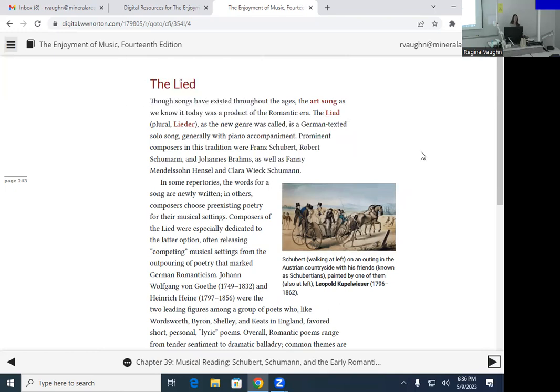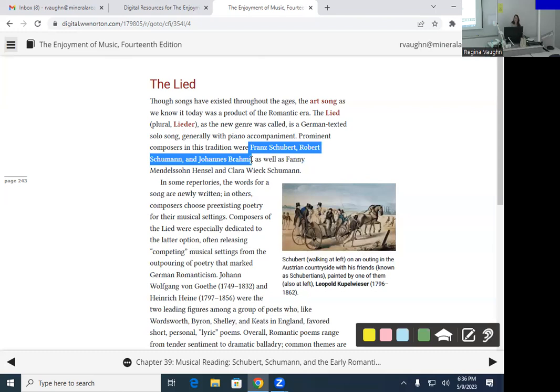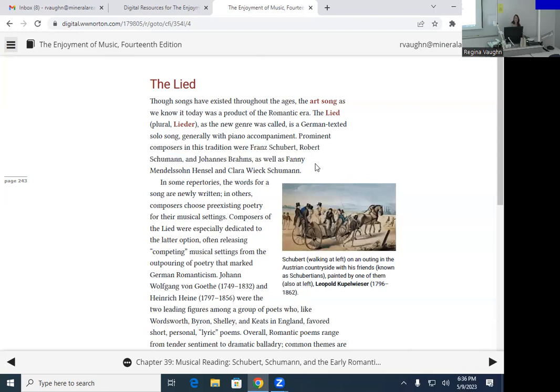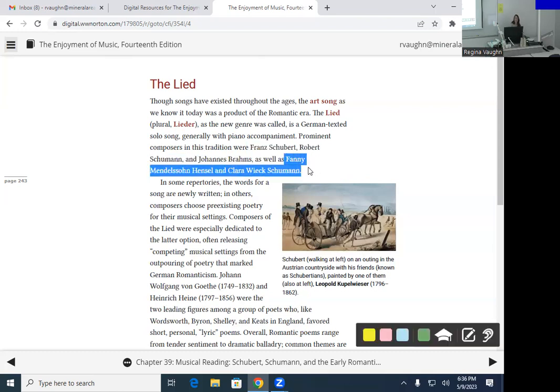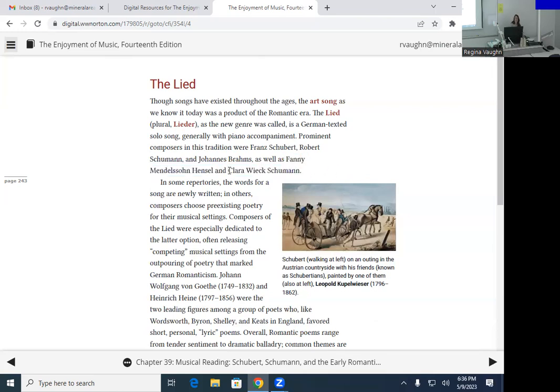These texts are in German. We're talking about vernacular here. This is not opera. It's going to be in the language of the country where it is composed and performed. So in this case, this is German lieder, so all the texts are going to be in German. Important composers in this tradition were the aforementioned Franz Schubert and Robert Schumann and Johannes Brahms. And Fanny Mendelssohn Hensel, who was the sister of the composer Mendelssohn, and Clara Wieck Schumann, who we just mentioned, also wrote lieder.